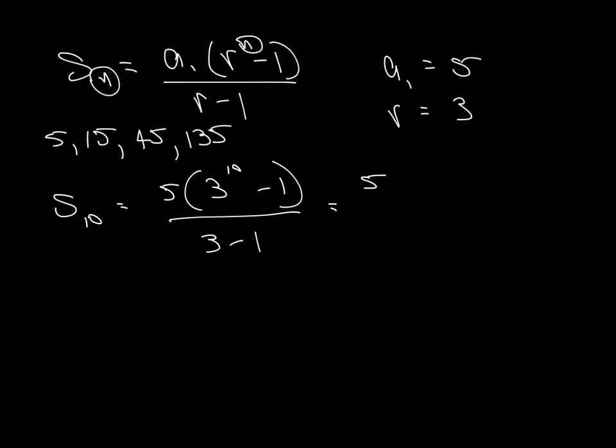So 5, I've got 3 to the 10th power. I have no idea what that is, but you're going to use that y to the x key right there. So you're going to put in the number 3, hit this button, hit 10, and it will give you some huge number. And you'll take that and multiply it by the 5 and put it over 3 minus 1, which is 2. And you're going to get an answer of 147,620. And that's pretty much it for that.